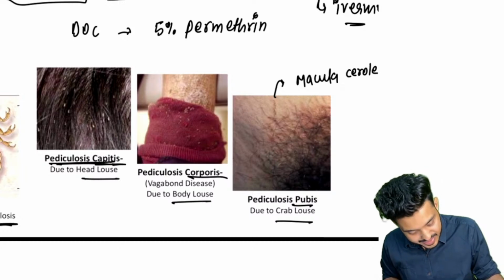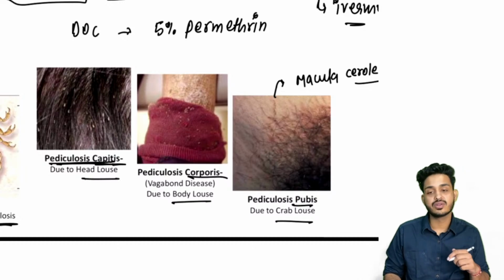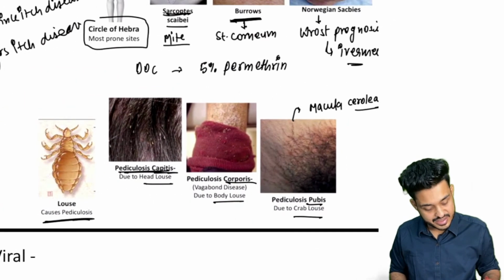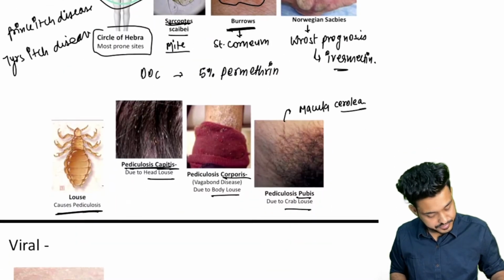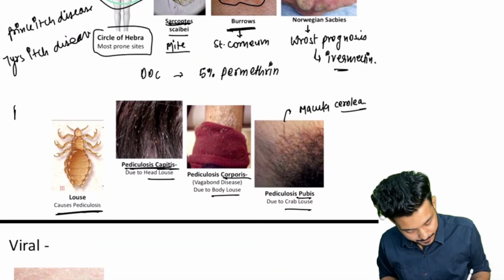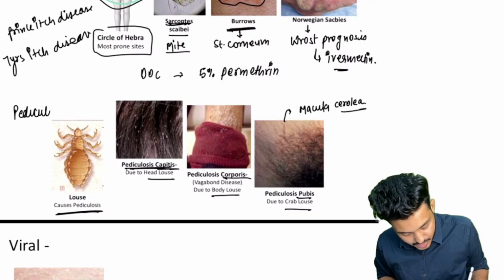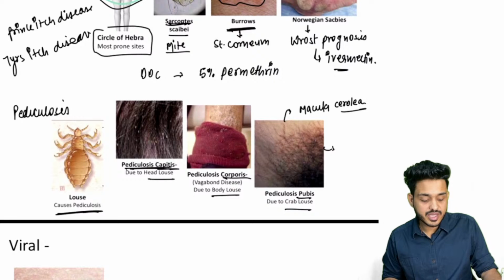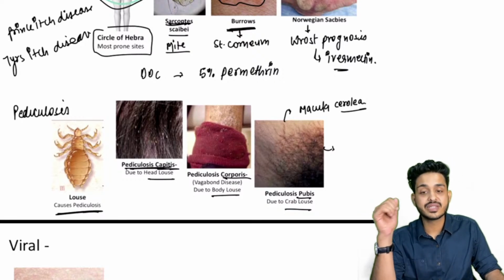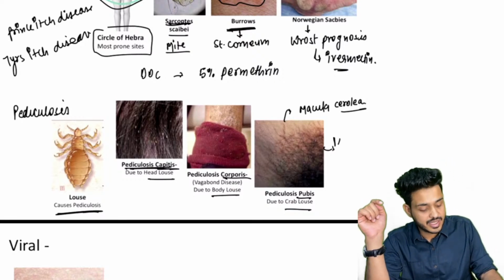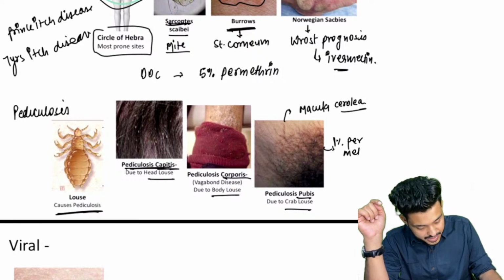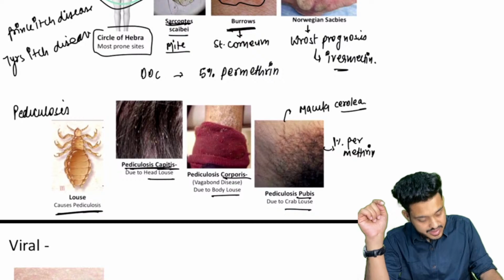macula cerulea. That is known as macula cerulea. Okay, that is the most characteristic lesion that you will see in the cases of pediculosis. How are you going to treat the pediculosis? Same drug, guys, that you used in scabies, just 1% permethrin. Okay, 1% permethrin is the drug of choice.